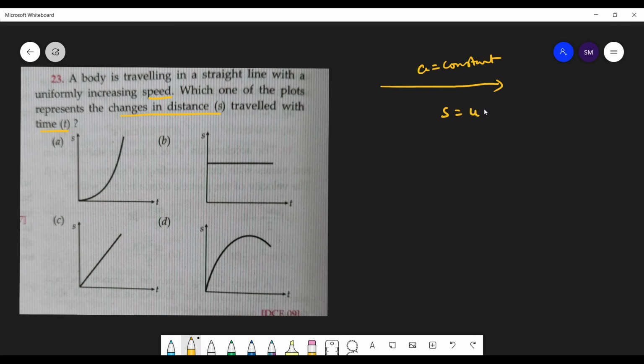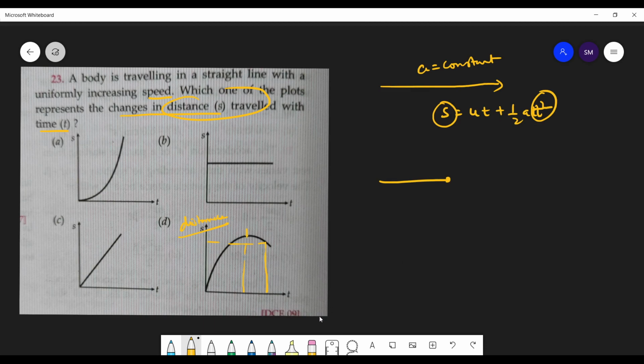So S is equal to ut plus half at square. Yes, sir. Okay, so 1 minute. Because this is the distance. So why can't we have option D? See, as the time is increasing, this is distance. Think logically. Distance cannot be decreased. How can you decrease the distance? Distance is a scalar quantity.